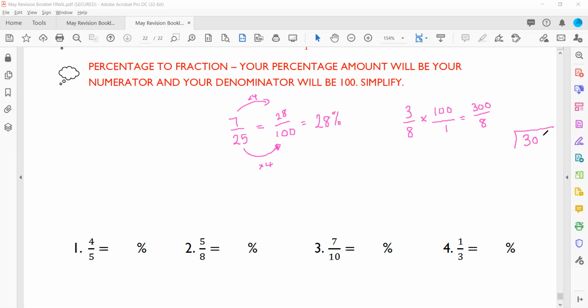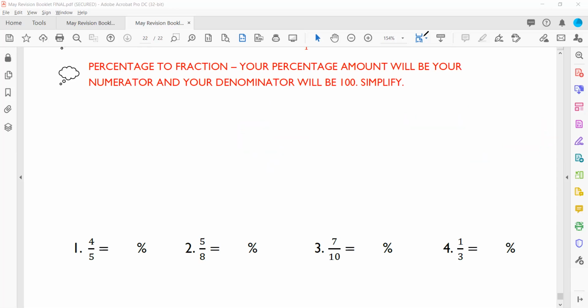And if we pop that into a bus stop, so 8 will not go into 3, 8 goes into 30 3 times with a remainder of 6, 8 will go into 60 7 times and we have a remainder of 4. Remember, you can put your decimal point in here and here, add your 0, carry over your remainder 4, and 8 will go into 40 5 times, giving you an answer of 37.5%. So that is how you can change any fraction into a percentage. And this is how you can change a fraction into a percentage when the denominator is a factor of 100.